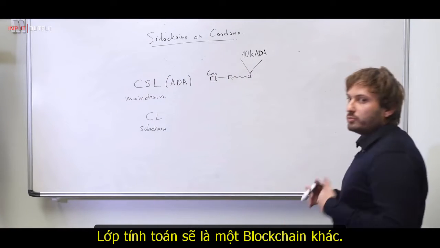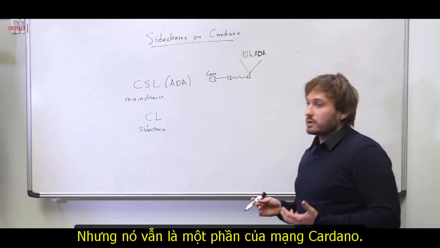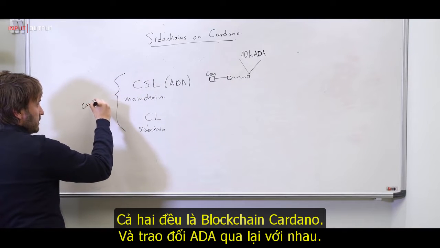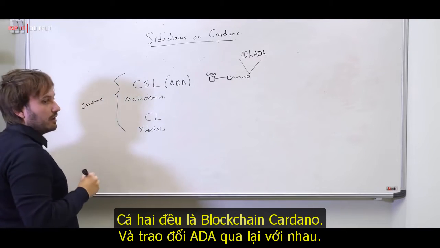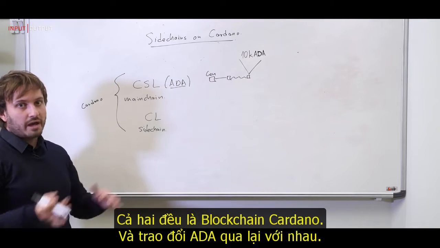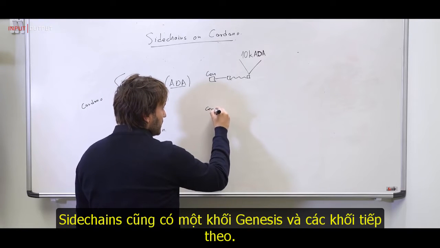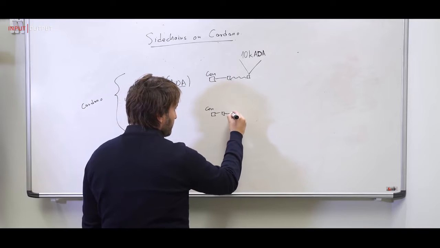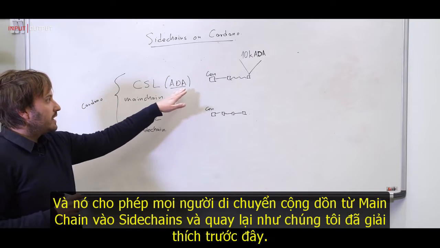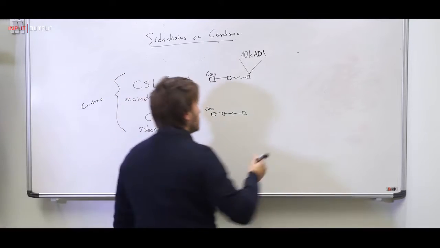The computation layer will be a different blockchain, but it will be part of the Cardano network. So both of these are Cardano blockchains, and both of these maintain the same asset, ADA, which moves back and forth between these chains. So the sidechain also has a genesis block and a series of blocks. And it allows people to move ADA from the main chain into the sidechain and back, like we explained before.